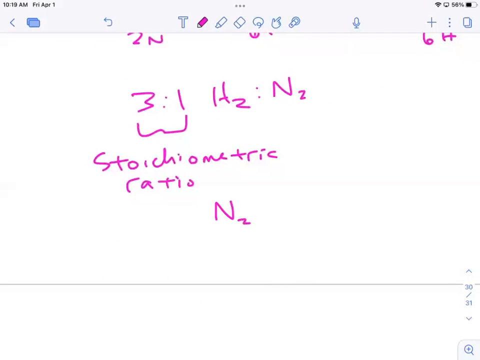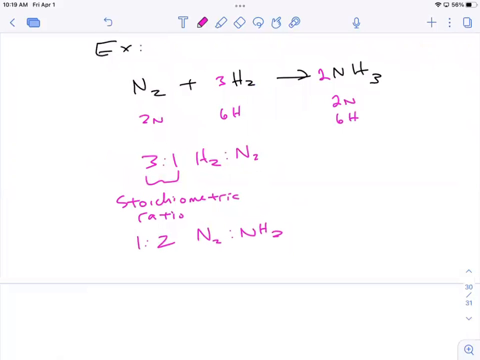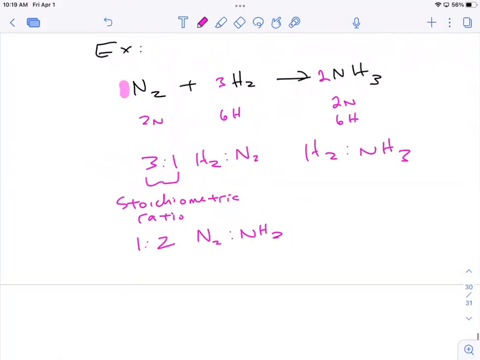1 to 2. That's right. Because this is understood to be 1. Is that right? So it's a 1 to 2 ratio. What's the relationship between hydrogen gas and ammonia? God dang it, Russell, tighten up. H2 to NH3. What's that relationship? 3 to 2.